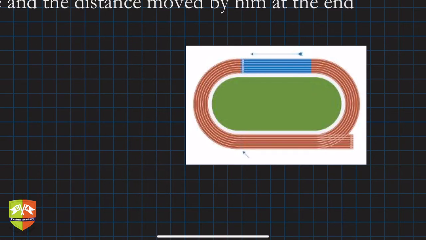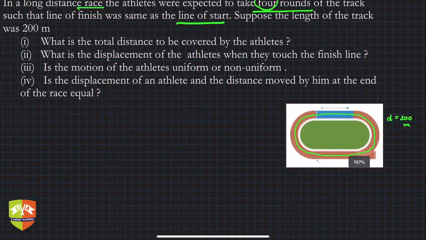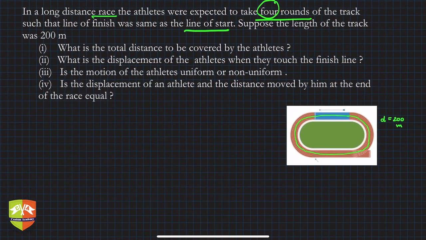So if we consider this full length to be 200, let me draw it here. So if you see, this total length is given to be 200 meters, right? So this length of the track, let's say D for 200 meters. This is what they have given. Now the question is, what is the total distance to be covered by the athletes?